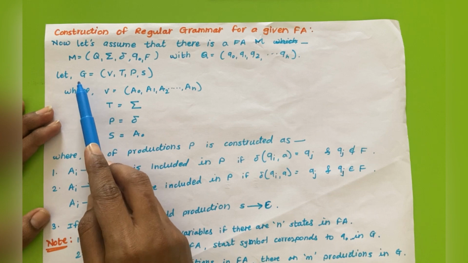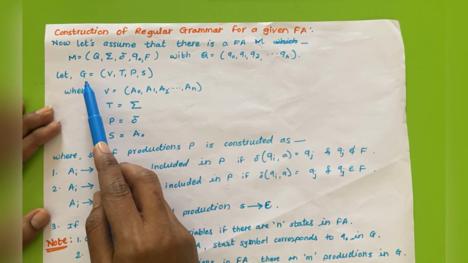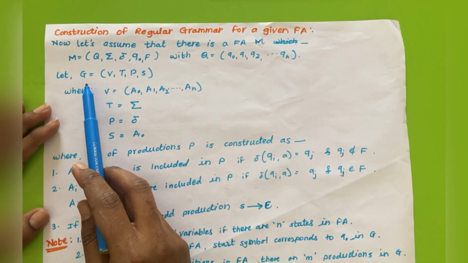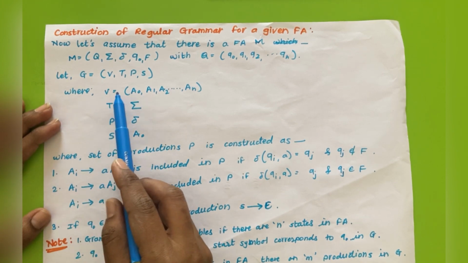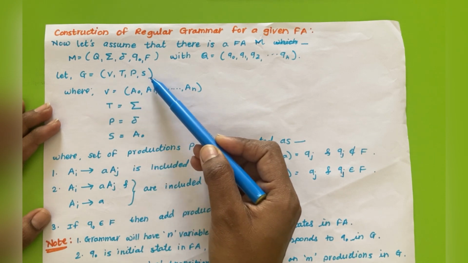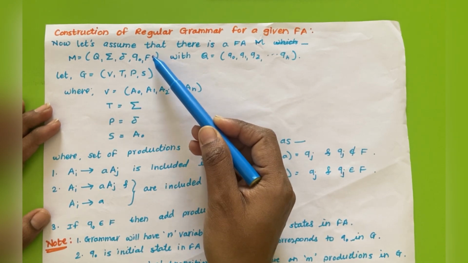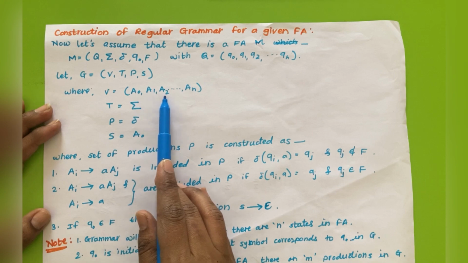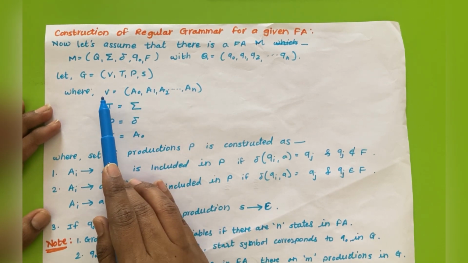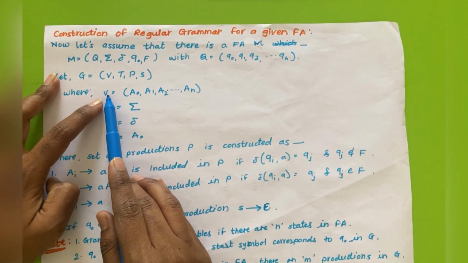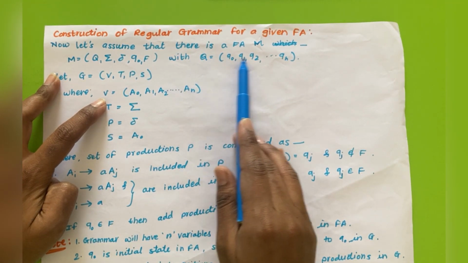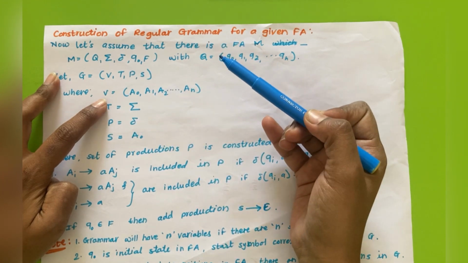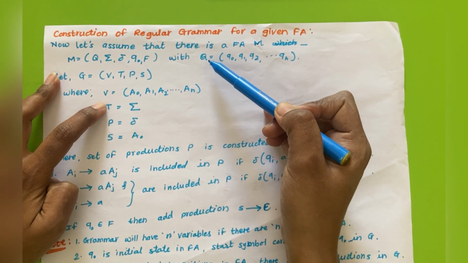Then we consider G as the resultant grammar, and G is equal to (V, T, P, S). Okay, so these are the tuples to represent grammar. Now we will see how we can correlate the tuples of grammar with the tuples of finite automata. Firstly, V is equal to A0, A1, A2 up to An. In case of grammar, V corresponds to the set of states in finite automata. Means the set of variables corresponds to the set of states in finite automata.